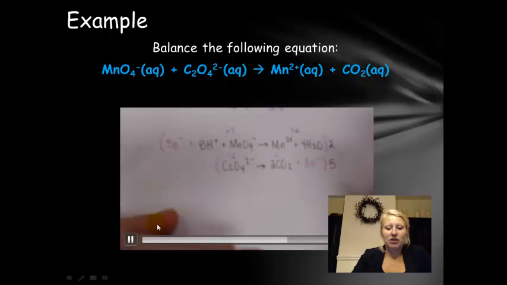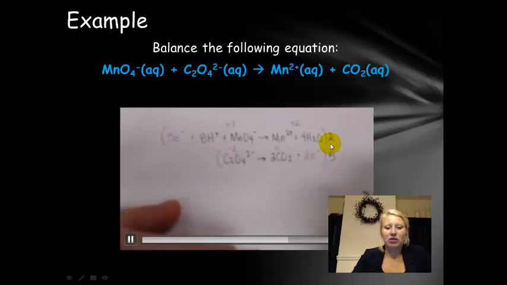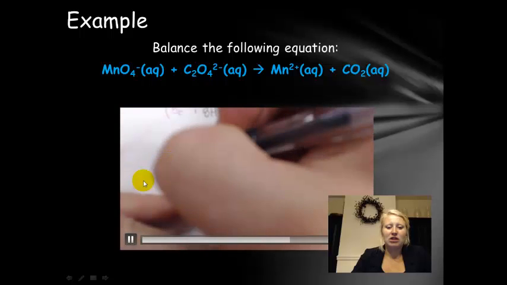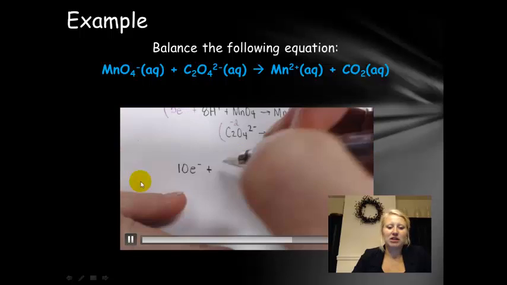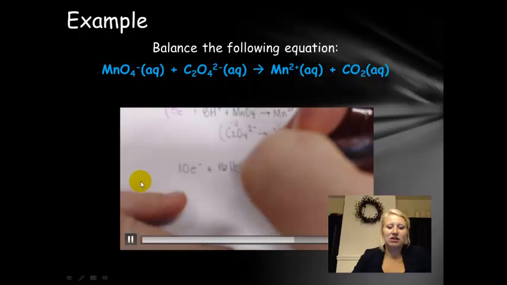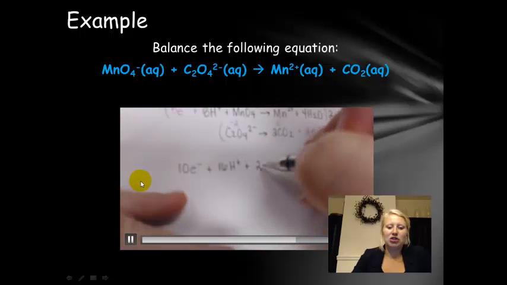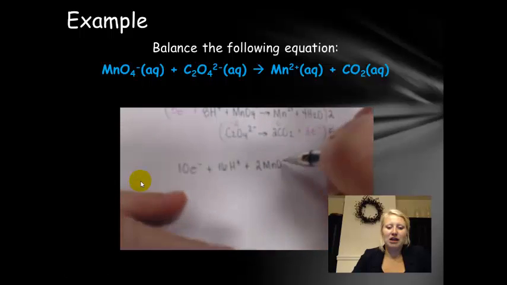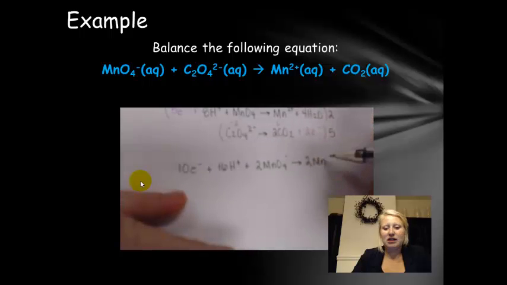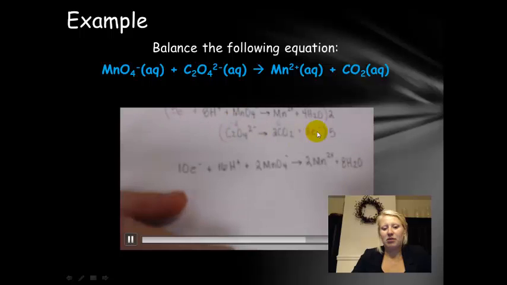So again, we are going to rewrite. We're going to distribute. So we have 10 electrons plus 16 hydrogens per permanganate. And we have 8 here, plus 20 here is 28. And we have 10 carbons and 10 carbons, so we're good.